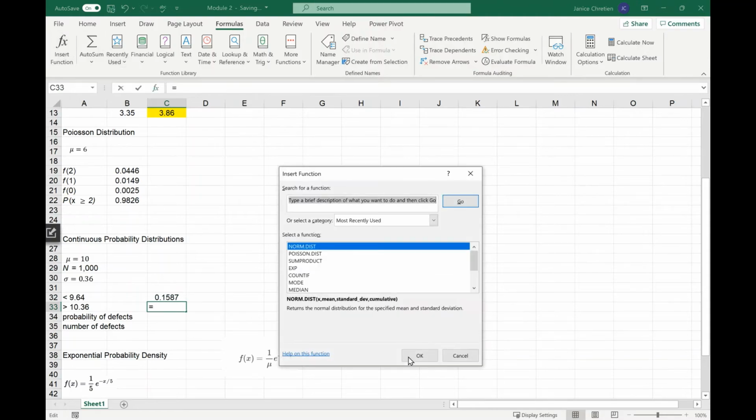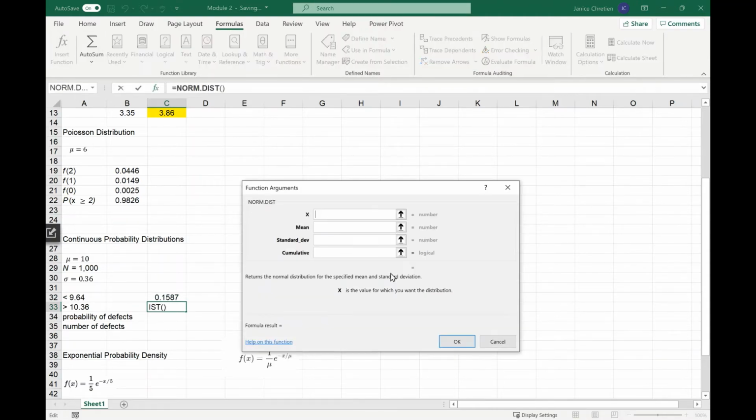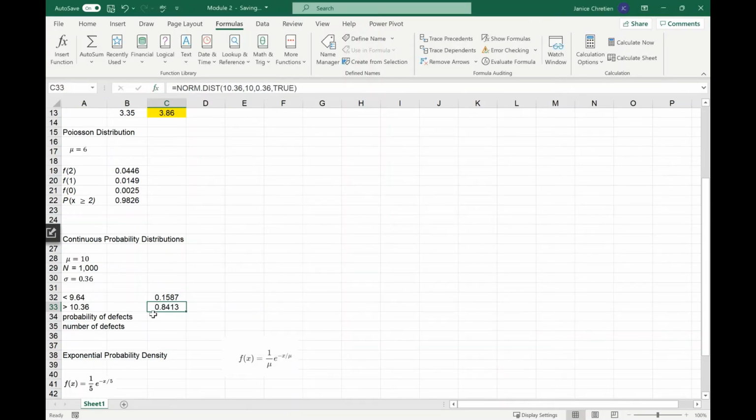I'll do the same thing for the upper limit. Now I'm going to put in 10.36, mean of 10, standard deviation of 0.36, and true. Now, my probability of defects.